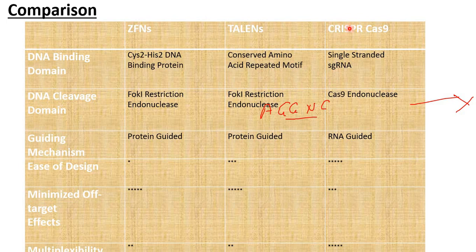In the case of CRISPR, the RNA is guiding the Cas9 endonuclease where it should cut the DNA. This is the RNA guided phenomenon. So here you can see the ease of design is pretty much simple in the case of CRISPR Cas9 in comparison to ZFN and TALENs. As I said, there are 32 to 33 amino acids and 2 amino acids that vary and that recognize the sequence which you want to target.